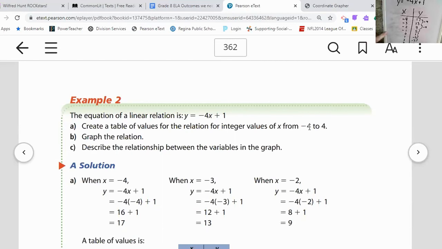-11. In this case, 4 times -4 would give us -16. Plus 1. So if you had -$16 in your bank account, but you added $1 to your bank account, it would actually be at -15. So now we would graph these in our graphing part of the textbook, and we'll see if it forms a linear relation.